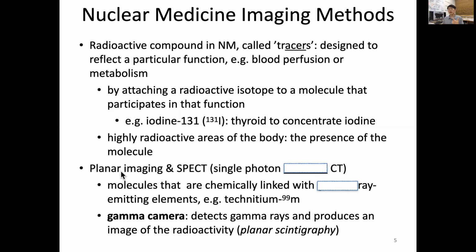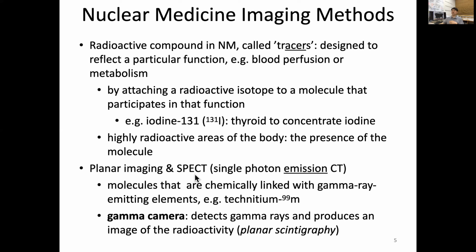So there is simple planar imaging and a little more sophisticated SPECT, which stands for single photon emission computed tomography. So planar imaging is more like the X-ray counterpart, and SPECT is more like the CT counterpart in nuclear medicine. So molecules that are chemically linked with a gamma ray emitting element, as we said before, and that is being used as the contrast agent. For example, technetium-99m is typically used for SPECT.